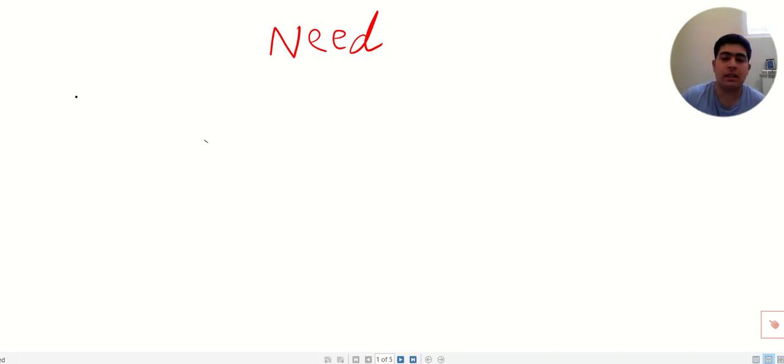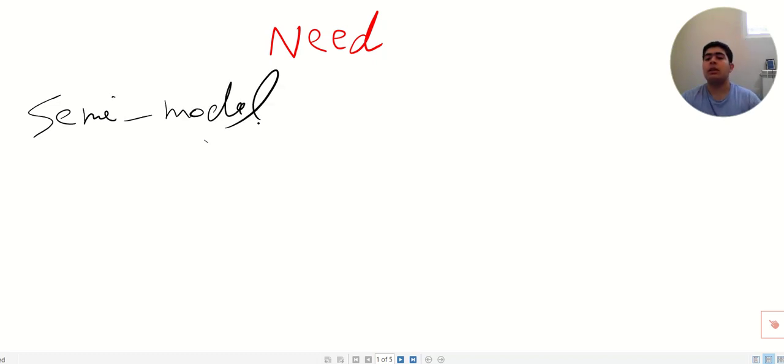Today we're going to talk about need. So need is a semi-modal verb, which means we can either use it as a modal verb or as a main verb. In some situations we can use it as a modal verb, in other situations we can use it as a main verb. Modal verbs are like will, would, shall, should, might, may and others, and main verbs are like work, play, teach, study.